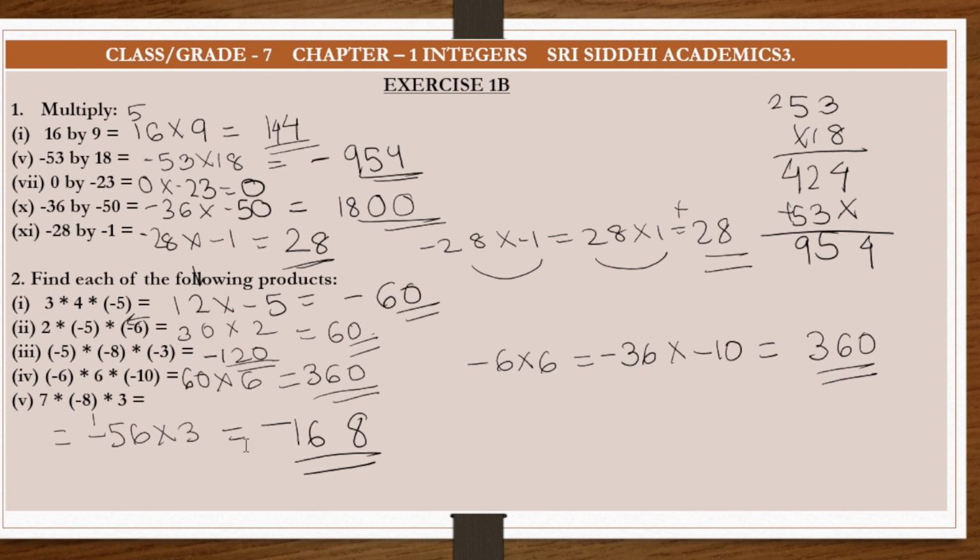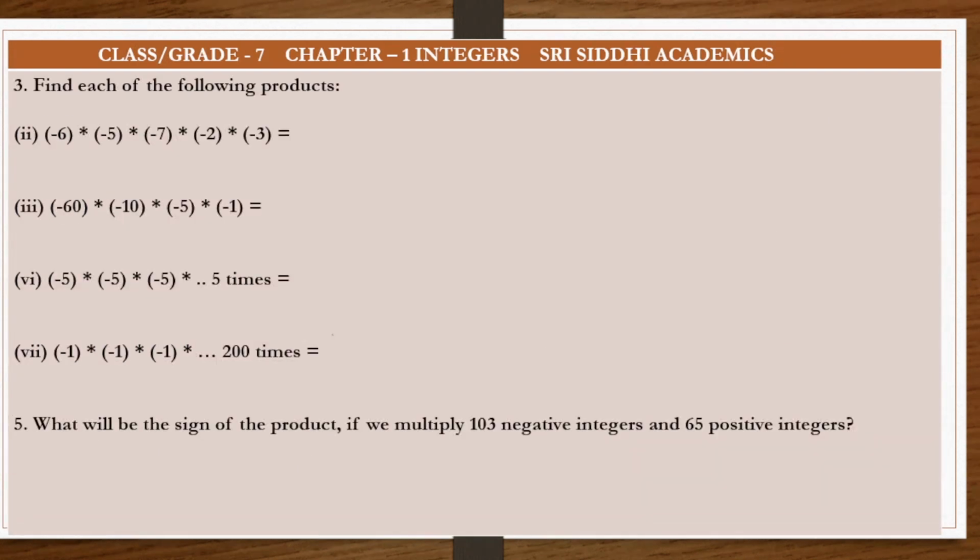Now let's do question number 3. Let's start with question number 3. Question number 3, bit 2 question I have taken here. Only negative integers are getting multiplied, but how many times? 1, 2, 3, 4, 5. 5 negative integers are getting multiplied. So when odd number of integers are getting multiplied, we have discussed this before during multiplication of integers, that if odd number of negative integers are getting multiplied, then answer will always be negative.